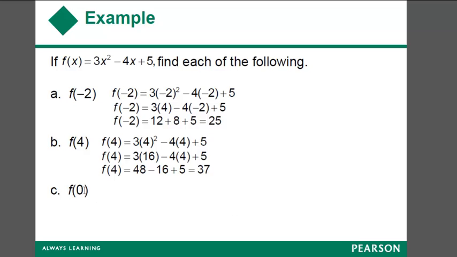You'll do the same thing with f of 0. You'll replace your x's with 0. And when you do that, 0 squared is still 0. 0 times 3 is 0. 4 times 0 is 0, plus 5. And I get f of 0 is equal to 5.